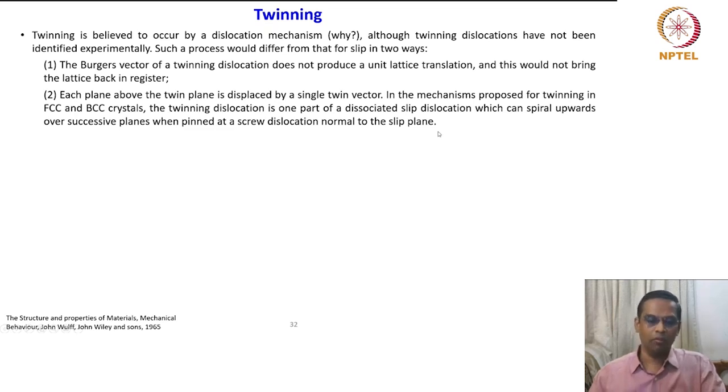Okay, so now what we are trying to understand here is, we are hypothesizing that the twinning takes place via dislocation mechanisms. So how can it happen? What people believe is that a perfect dislocation will dissociate into two partials, and then one of the partials, that is a part of the dissociated slip dislocation, can spiral upwards. So that has to be a screw component, right? Then only it can go up over successive planes when pinned at a screw dislocation normal to the slip plane.